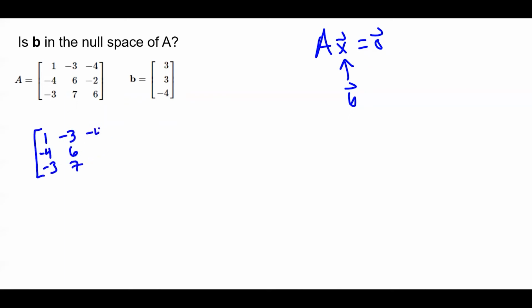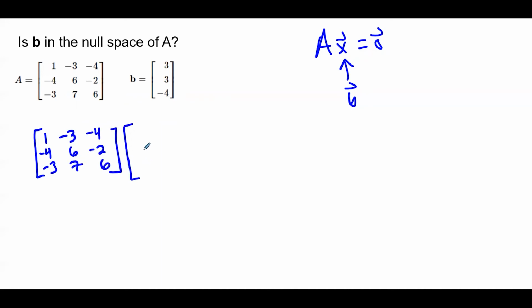So let's do an example of this guy. I have the same A and B. I've got matrix A, vector B. Is B in the null space? Well, what you're asking is, is B one of the solutions to AX equals 0? So can I plug in B here for X and it solves the equation? So all I have to do here is multiply A times B and see if I get the 0 vector.